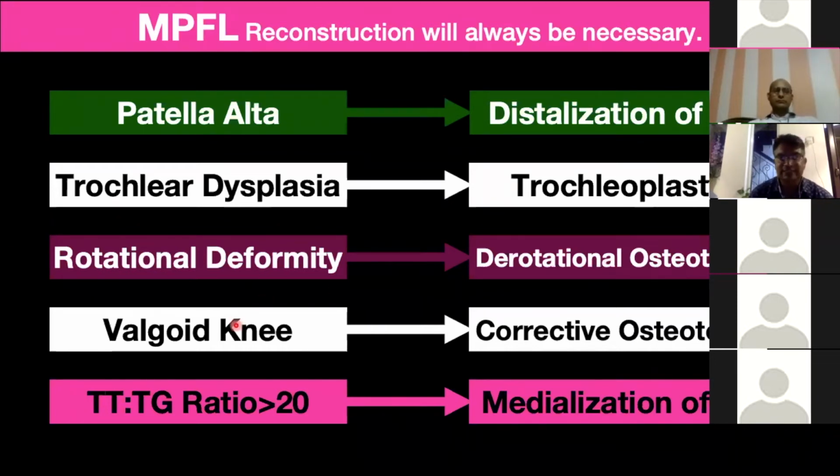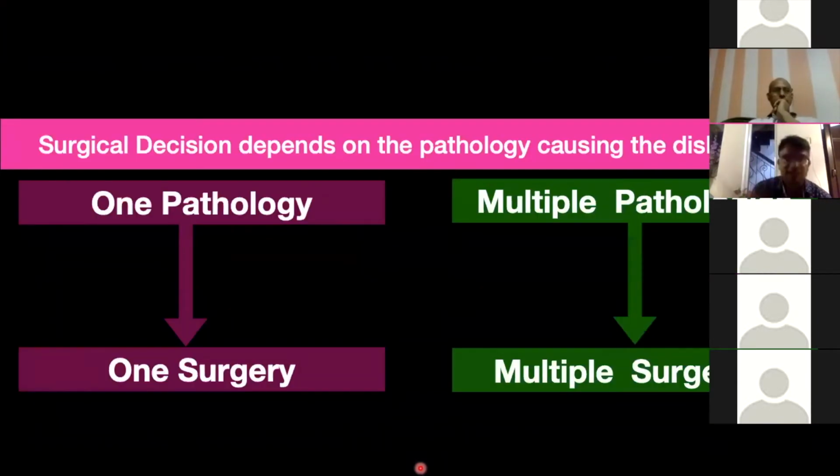If the knee is valgus, then a corrective osteotomy has to be done. If the TTTG ratio is more than 20, that means your tibial tubercle is more lateral, then medialization of the tibial tuberosity has to be done. So with this, I would like to summarize the whole concept in a gist by saying that the surgery decision depends on the pathology causing the dislocation. If there is only one pathology, then one surgery will suffice. If there are multiple pathologies, then you have to do multiple surgeries. One surgery is not going to tackle multiple pathologies.